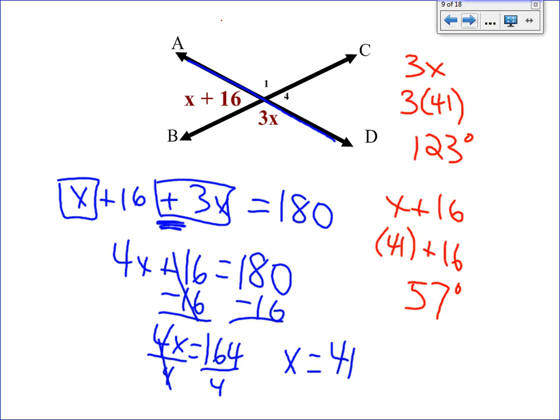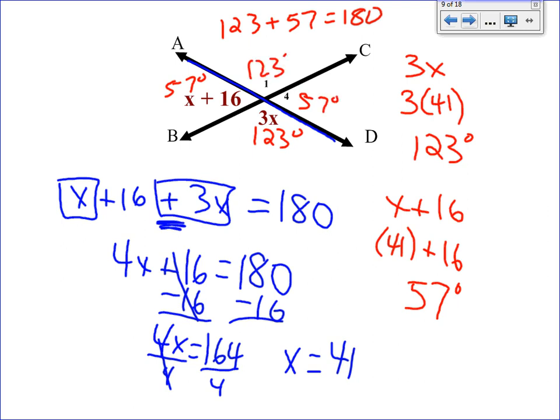Remember, these two angles are not congruent. They are supplementary. 123 plus 57 equals 180. That means that that is true. They are supplementary. I can fill in my missing angles. 123, 57, 57, 123. So that is how you're going to go about solving these types of problems.